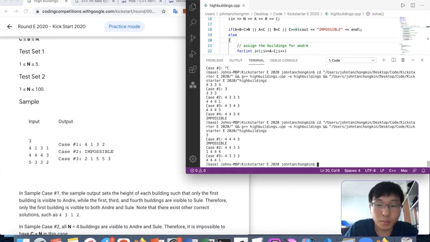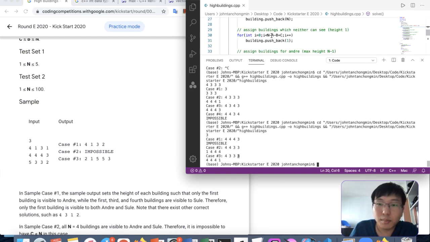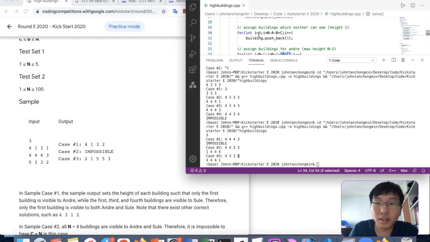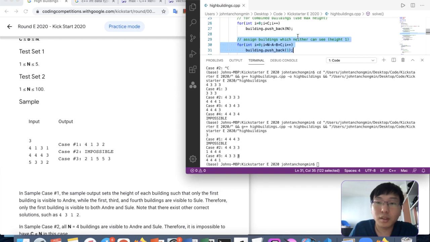Because of the way this works, this part here, n minus 1 minus b minus c, is not doing the job well, because we did not take into account this part here: buildings which neither can see. I guess what I need to do is put this neither-can-see somewhere here.